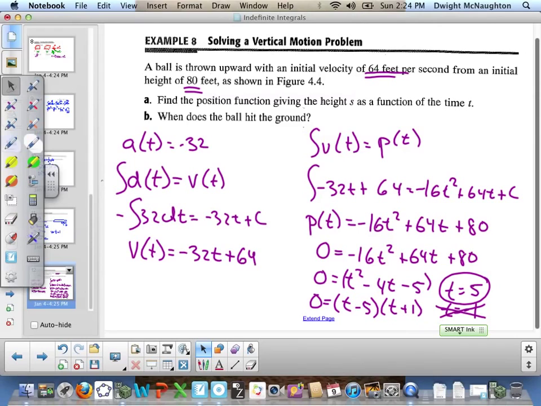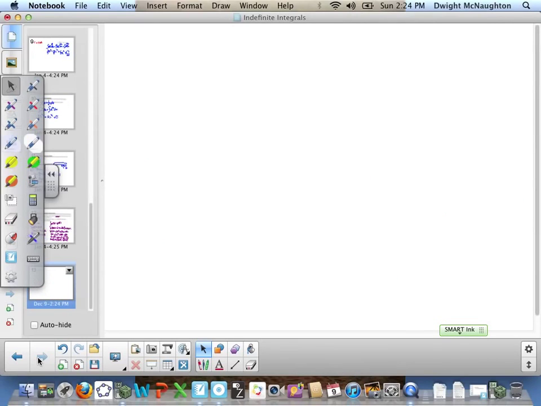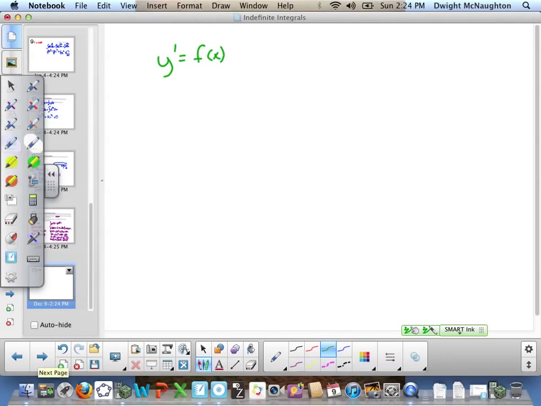So in review, y prime equals f of x. To solve for y, we're going to take the antiderivative. And there are infinite solutions to this. So what we're going to do to get the infinite solutions is we're going to find what function has a derivative of f of x, and we're going to add a constant.